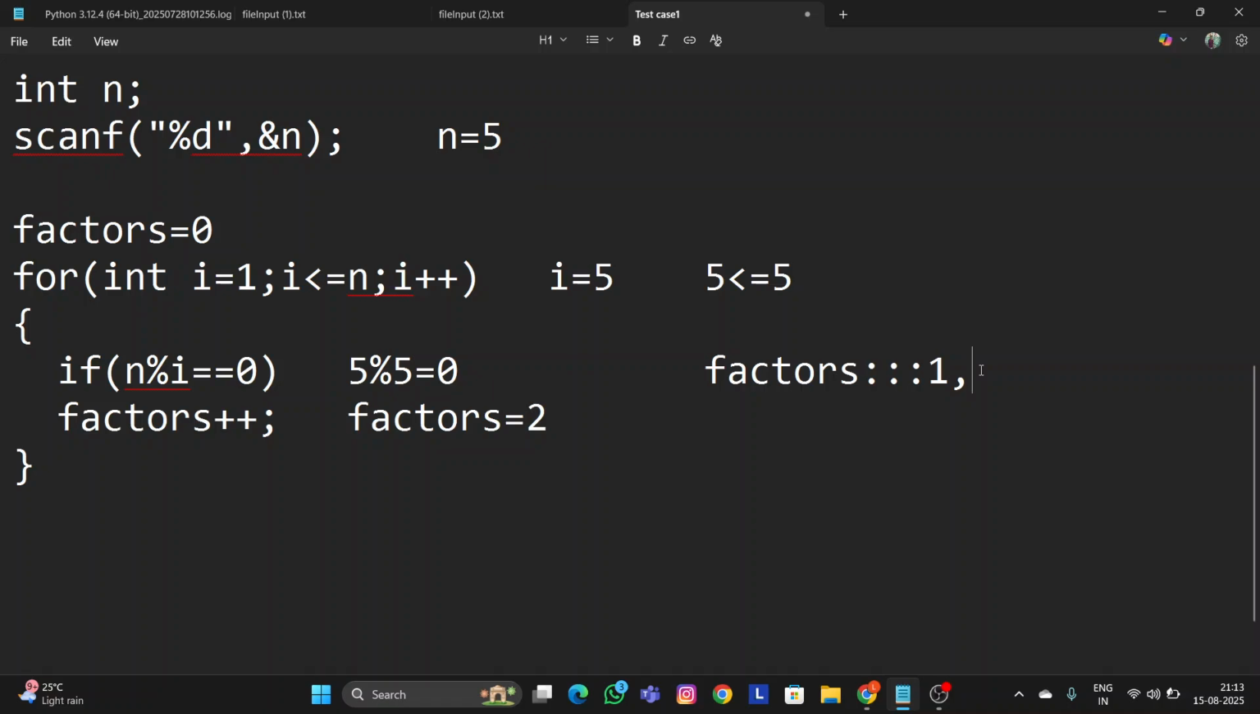Before it has 1, now it has 2. So 5 is also a factor of number 5. Next I will increment i to 6. Is 6 less than or equal to 5? The condition is false, so I am exiting the loop.